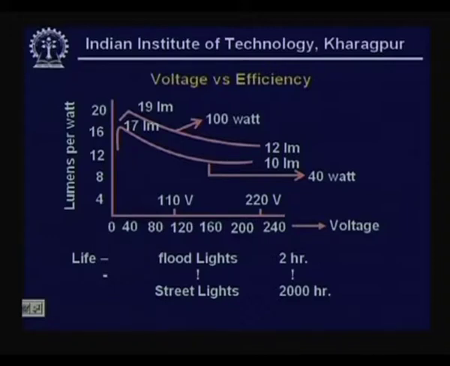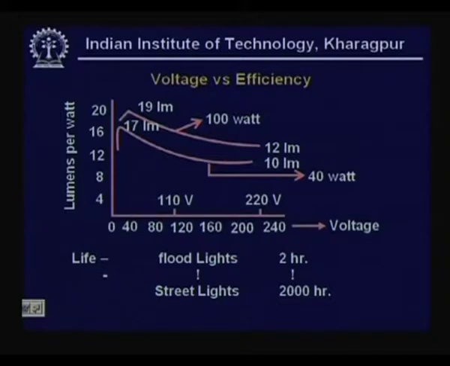And another thing to be observed is that possibly if you take a 100 watt lamp, the variation in lumen output between 110 to 220 is marginal. It is around 15 lumens to 12 lumens. So, this is some of the things which also will determine the life.